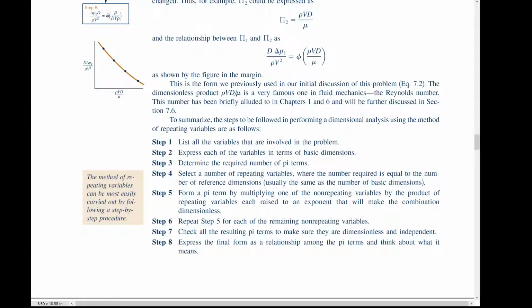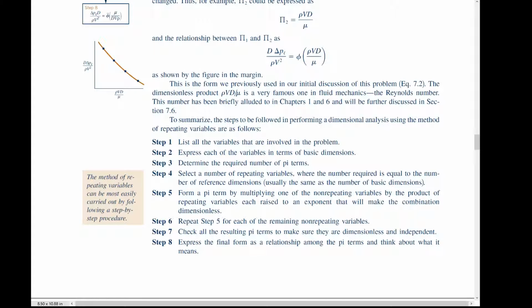The dimensionless product rho vd over mu is a very famous one in fluid mechanics. It's the Reynolds number. This number has been briefly alluded to in chapters 1 and 6 and will be further discussed in 7.6. To summarize, the steps to be followed in performing a dimensional analysis using the method of repeating variables are as follows.